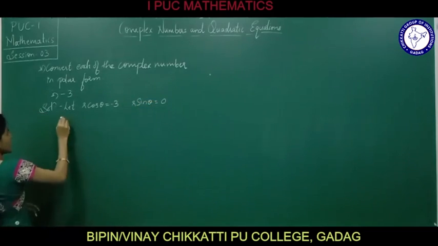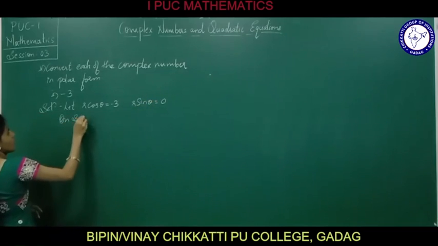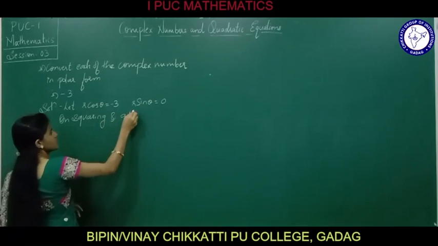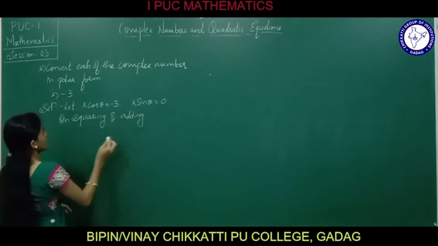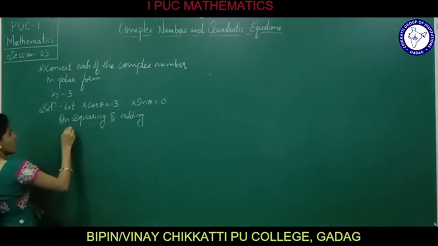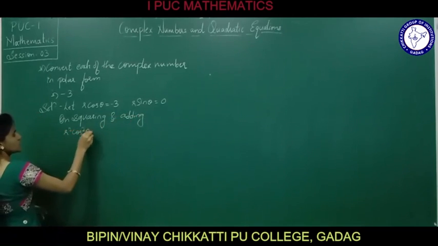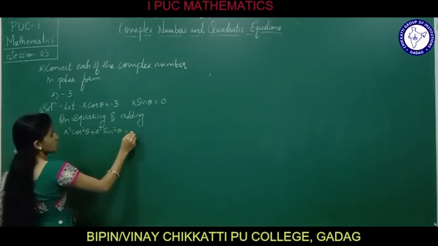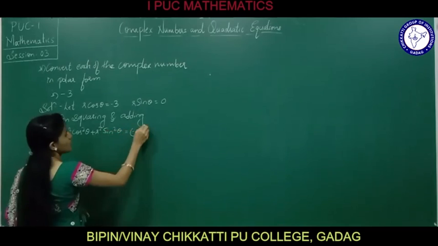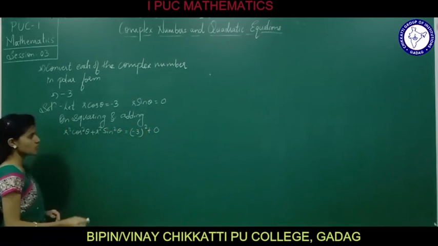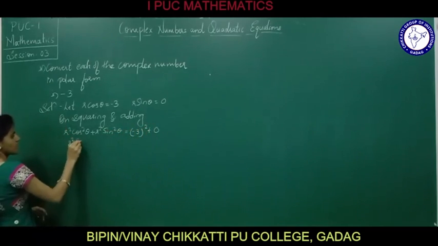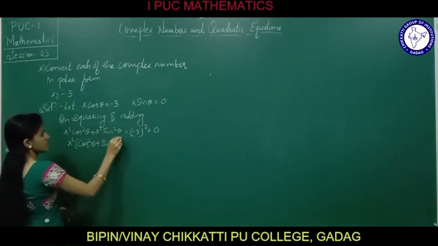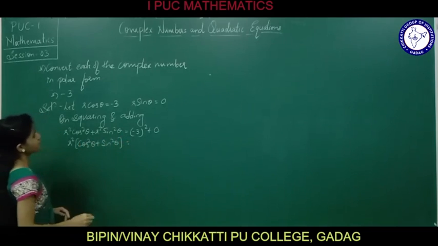On squaring and adding, we get r square cos square theta plus r square sin square theta as what? Minus 3 square plus 0. That is r square into cos square theta plus sin square theta is equal to what?